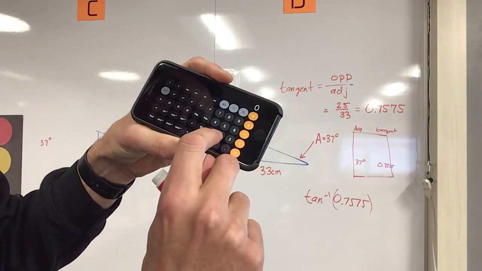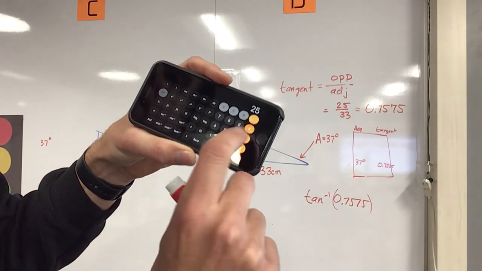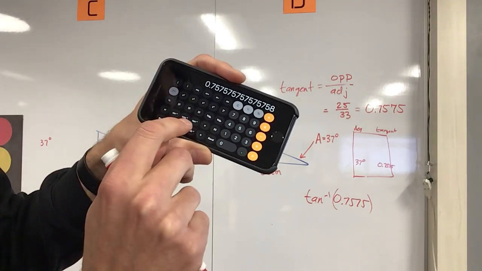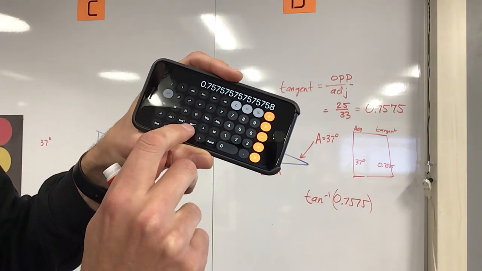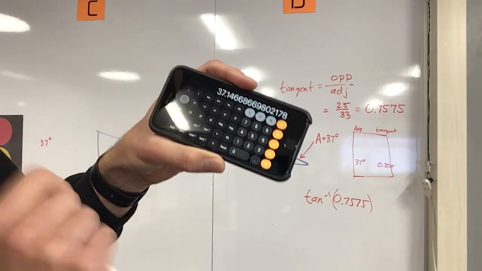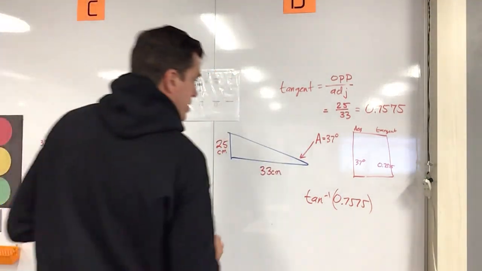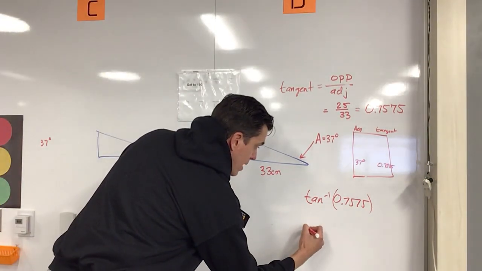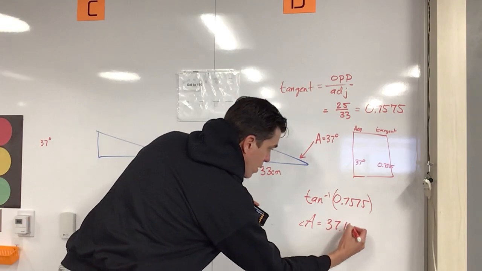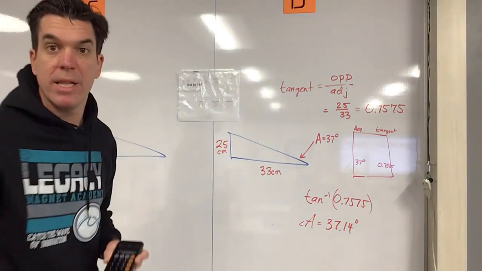So let me repeat that process for you one more time. I would take the opposite side, 25, and divide it by the adjacent side, 33. I get that decimal. Then I look for the inverse tangent, so tangent to the -1. I keep the decimal there, and I press that, and there's my 37.14 degrees. So this says angle A is equal to 37.14 degrees. That's pretty good.